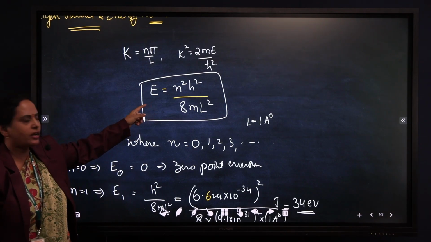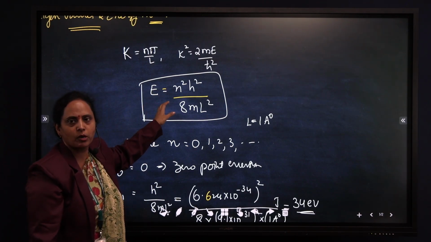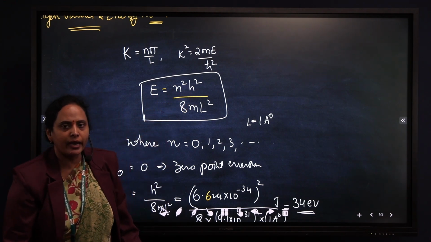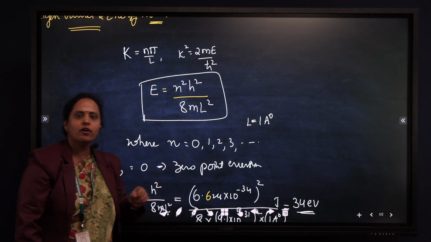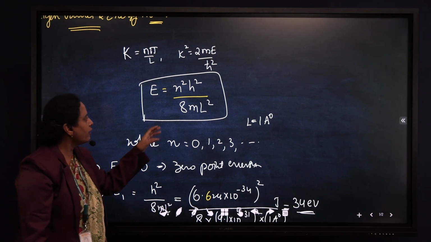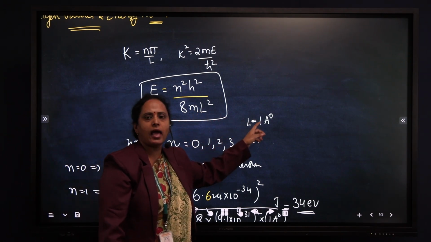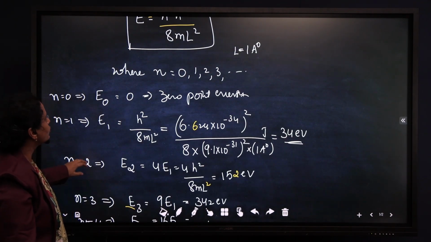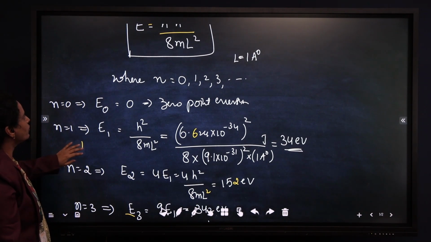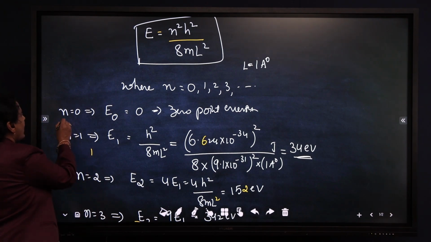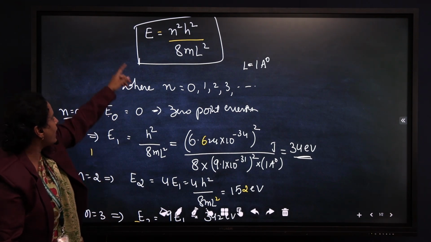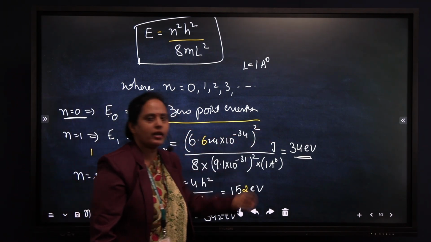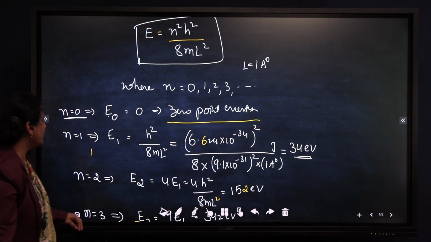Therefore, the energy of an electron in a one dimensional potential box is given by the expression E equals n square h square by 8 m L square, where L is the width of the potential well. For example, if I consider L as 1 angstrom, and n can take values 0, 1, 2, 3, then after substituting these values, for n equals 0, the energy is 0. That is a zero point energy, so the energy has not yet started.